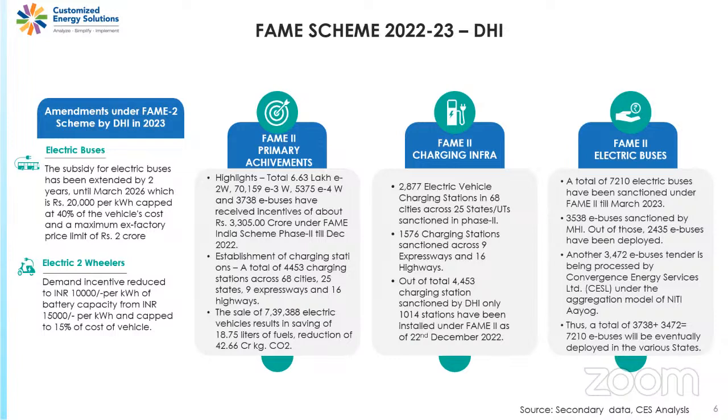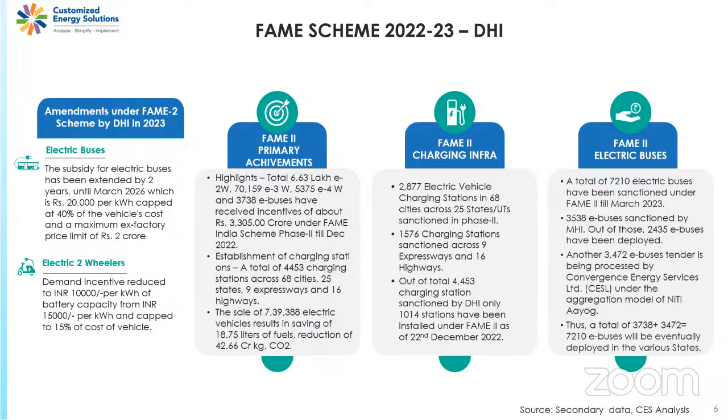Also, the charging infrastructure. Remember where I discussed that there were 4,453 charging stations to be deployed across cities, expressways and highways. Out of which 1,014 charging stations have already been sanctioned and installed by DHI under the FAME 2 scheme. And for electric buses, DHI sanctioned 7,210, out of which 2,435 electric buses are already on road.